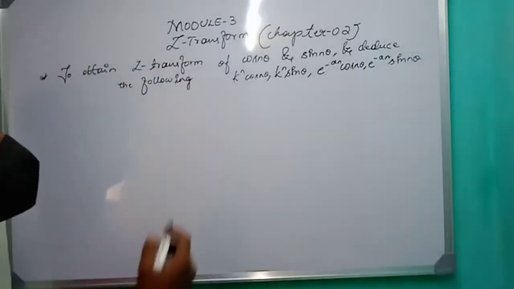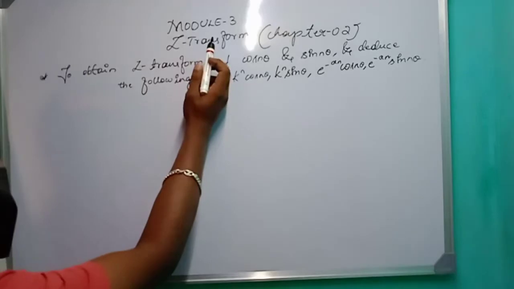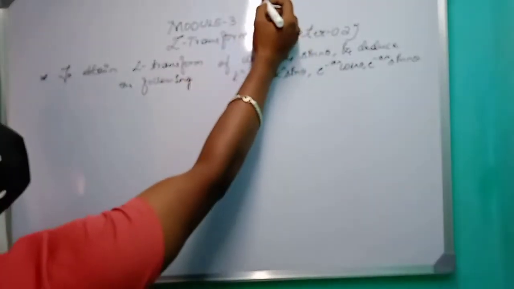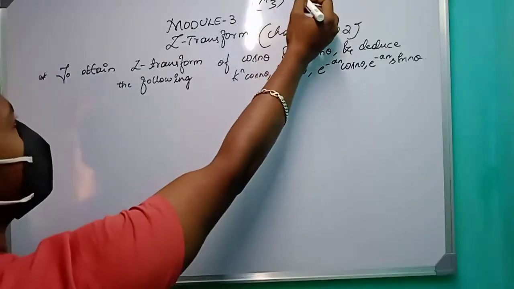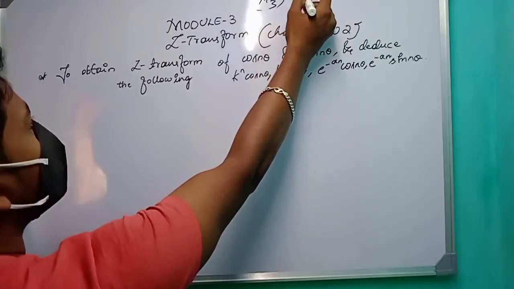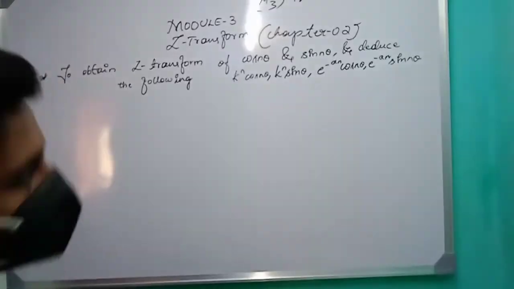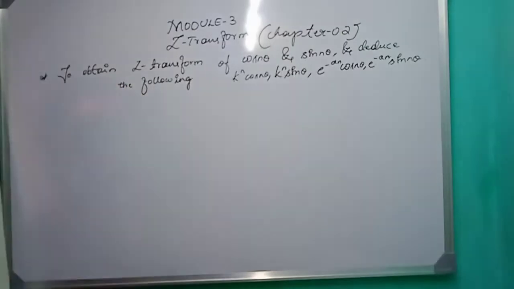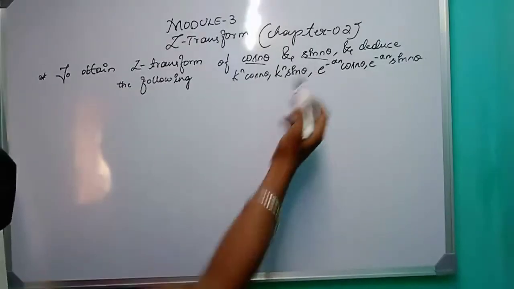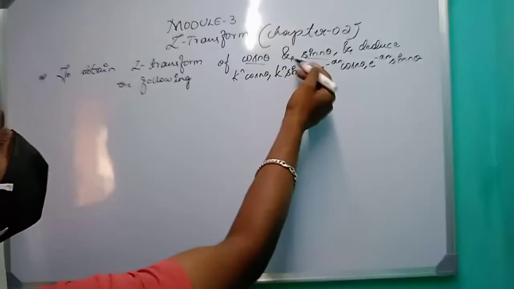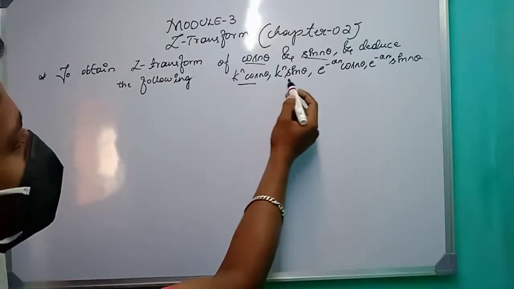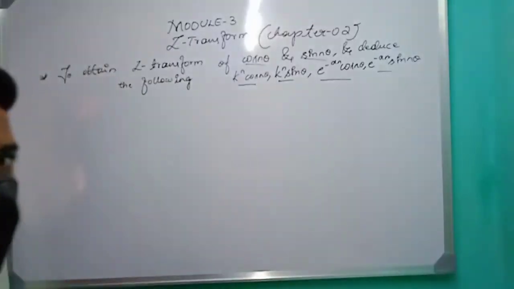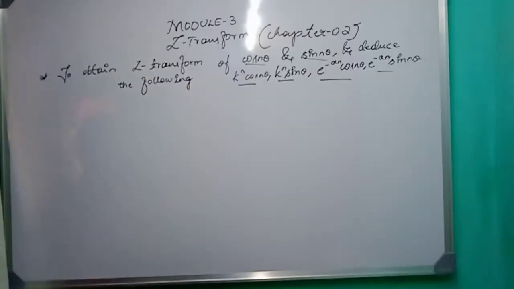Hello everyone. Today we are going to see Module 3, Z transform, of Chapter 2, that is Module 3 of M3, which is Transform Calculus and Fourier Series. Today we are going to learn to obtain the Z transform of cos nθ and sin nθ, and with the help of these two we are going to find the Z transforms of k^n cos nθ and k^n sin nθ. Let us go on with the first step.